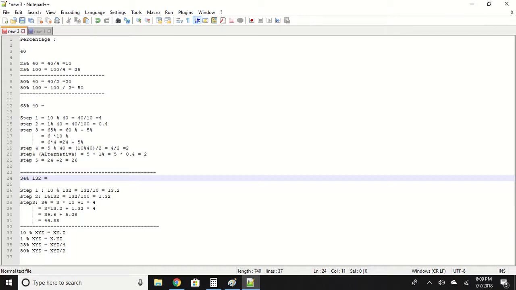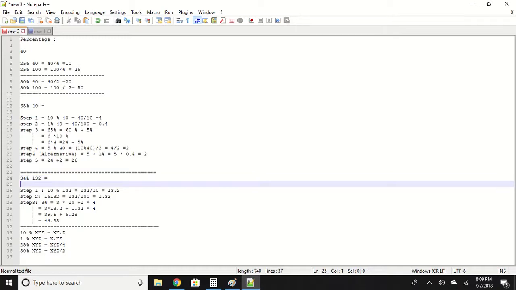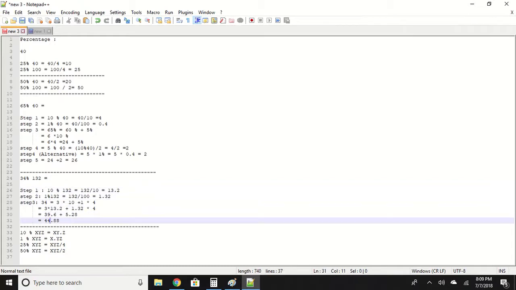We can do it as 3 into 10% plus 1% into 4. That's 3 into 10%, which is 13.2, times 3, and 1% is 1.32 into 4 times. That's going to be 39.6 plus 5.28. That's going to be 44.88, right? This is all we care about.